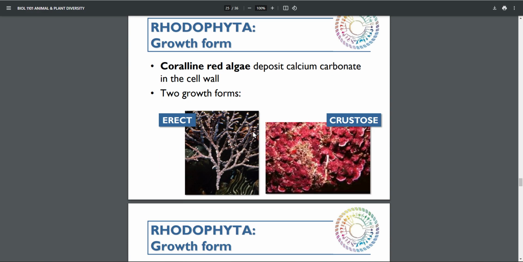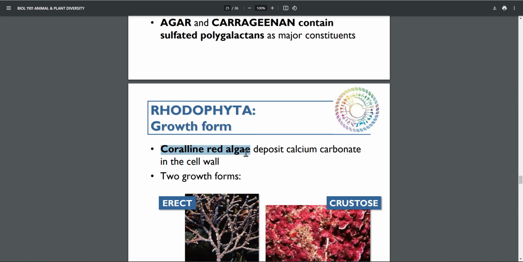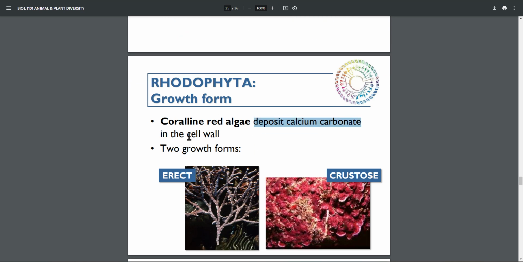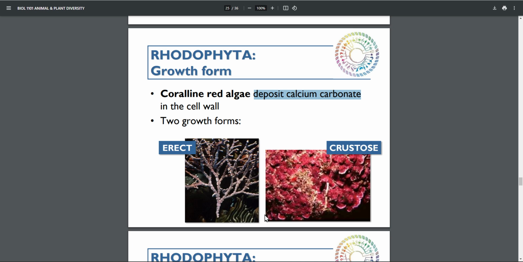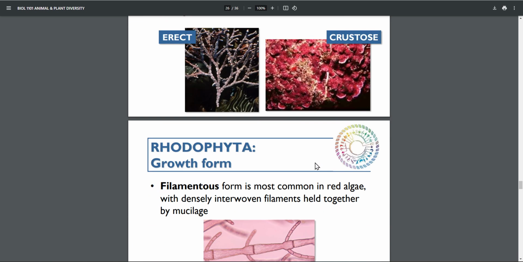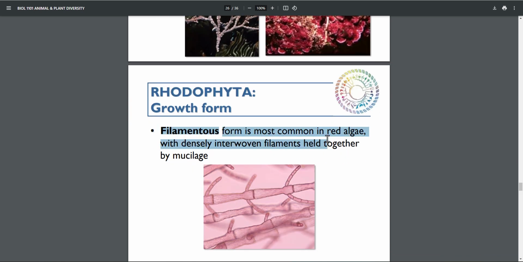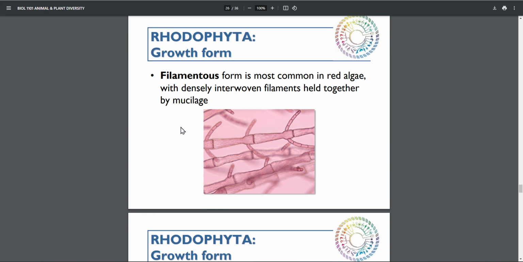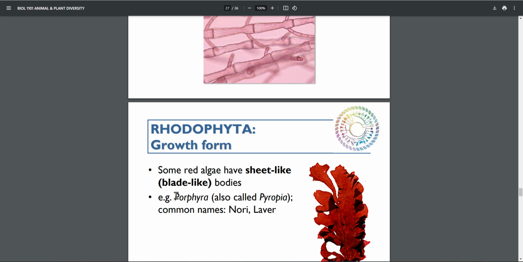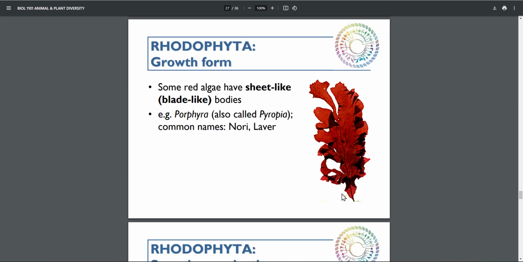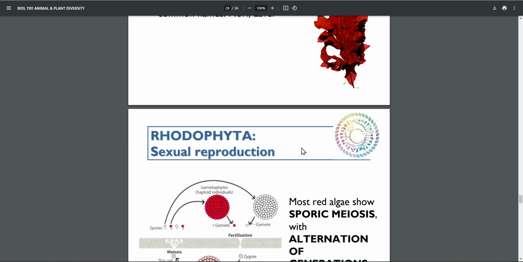So we're going to talk a bit about the growth form. Coralline red algae, which is an order of red algae, will deposit calcium carbonate in the cell walls. So they will have two growth forms. One is this branched erect form, and the other is a fan-like crustose form. And the filamentous form is the most common in red algae: filaments that are densely interwoven with mucilage, which is slime. But some are blade-like, like Porphyra. This is the blade body growth form.